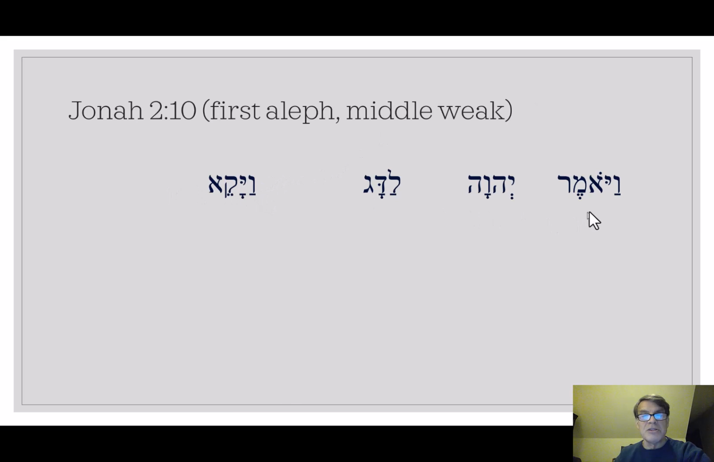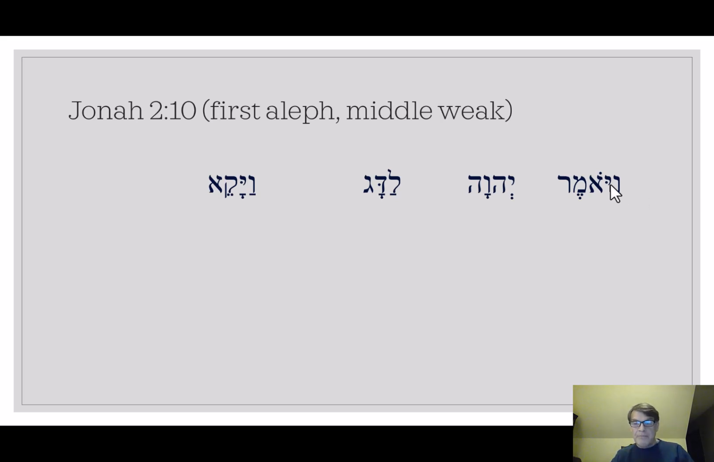Well, see if you can pronounce this first line of the verse. Here's how I would pronounce it. Vayomer, Yahweh, Ladag, Vayake. All right, what do you recognize? Well, Vav, patach, doubling, hopefully you recognize as a converted imperfect, as it were. The Yod tells me it is third masculine singular imperfect. And it's from Amar.